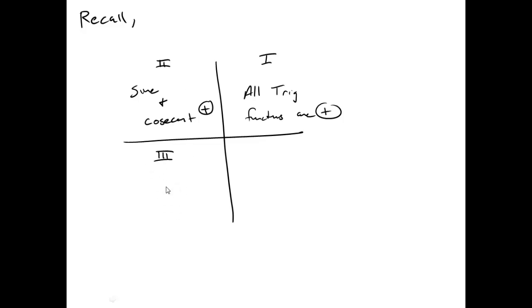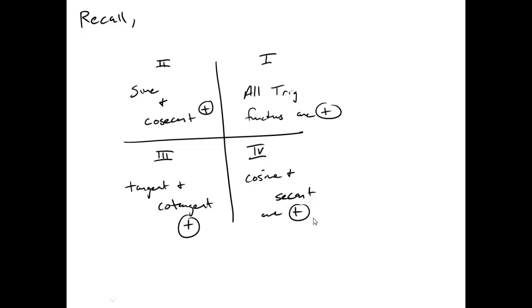In quadrant 3, it's tangent and cotangent that are positive. Everything else is negative there. And in quadrant 4, it's cosine and the one that goes with cosine, secant, that are positive. Everything else is negative there. And remember, I said one way to remember it might be all students take calculus. Whichever way you remember it, make sure you know where each trig function is positive.